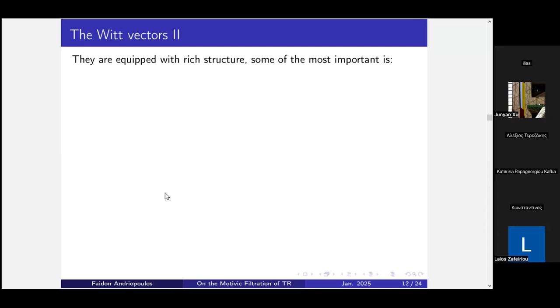The Witt vectors have a very rich structure. Some of the most important is the following. We have a restriction map. So we're talking about r-tuples of elements. There is a natural restriction map which takes us from W_{r+1}(A) to W_r(A), and takes an array of r+1 elements to an array of r elements by just forgetting the rightmost entry.